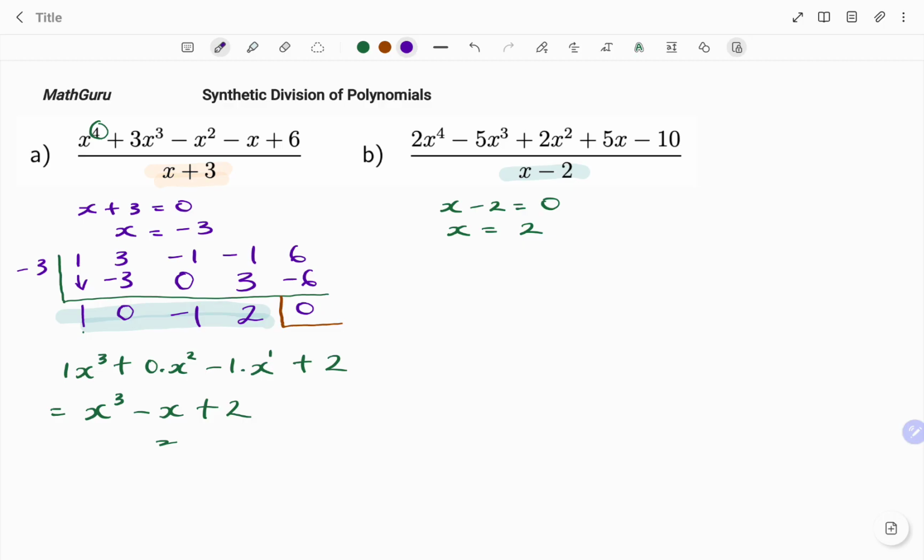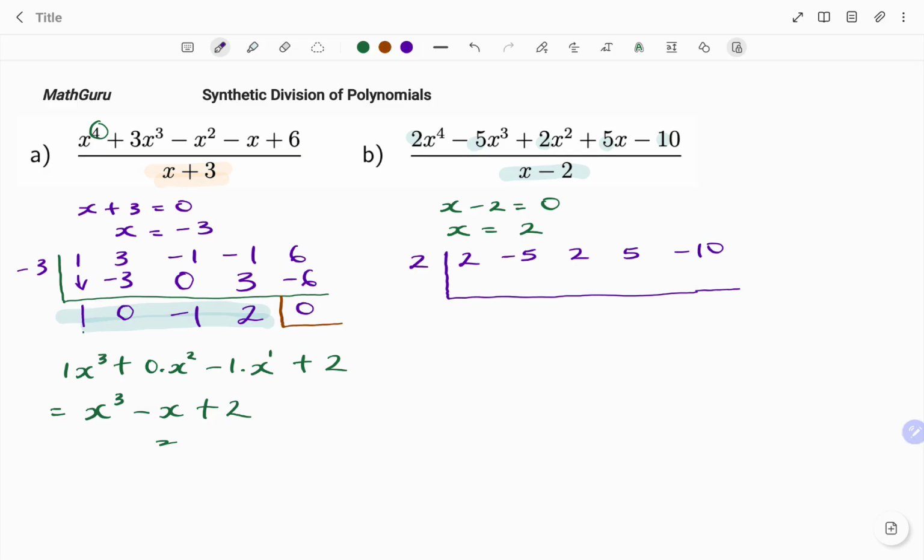And then using my table as shown, I write my 2. And then I list out all the coefficients from my polynomial as shown, together with the constant term, negative 10. So I start with 2. Don't forget to include the signs. I have negative 5. I have plus 2. I have plus 5. Then the last one, negative 10.